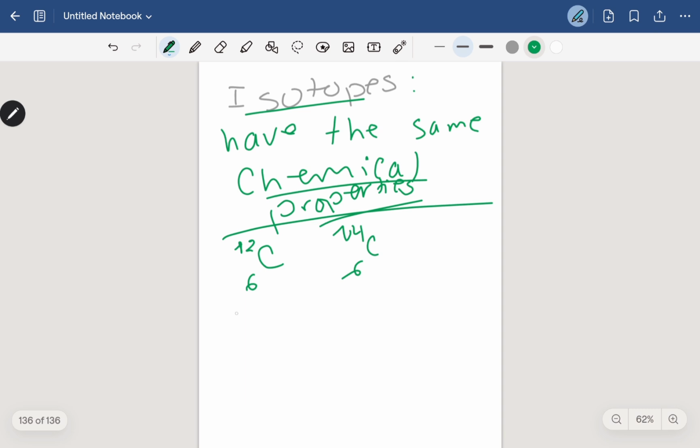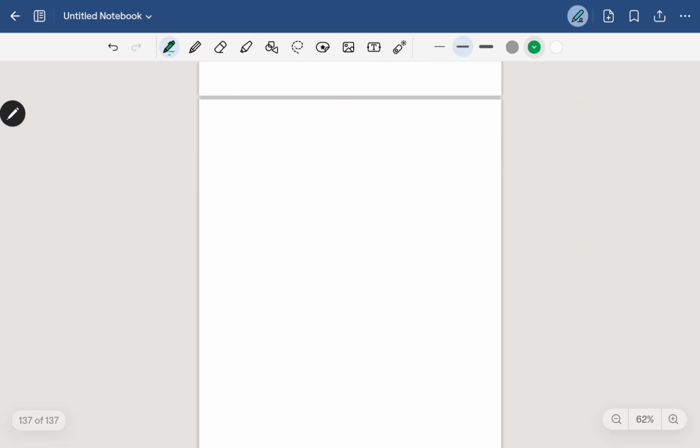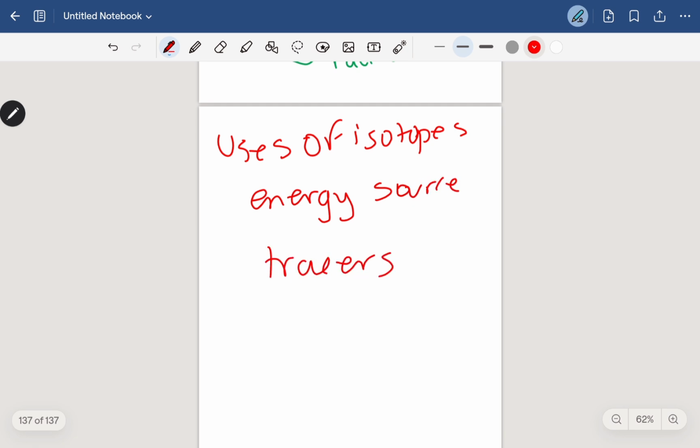And also we need to know that some isotopes are really unstable, and these isotopes we call radioactive, okay? Now, some uses of isotopes, I'm just going to list a few. They are an energy source. We use them as tracers. So for example, if you want to trace the human body, you give a person a pill with an isotope so that you'll be able to trace it, and also for dating.